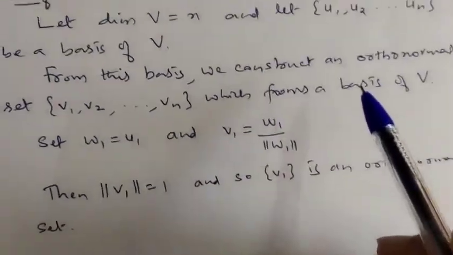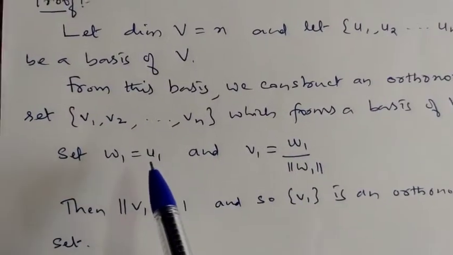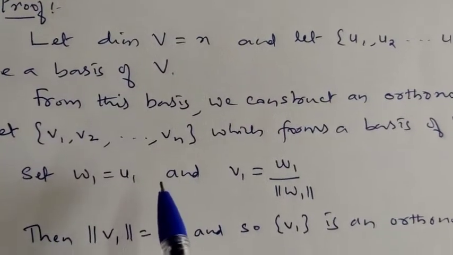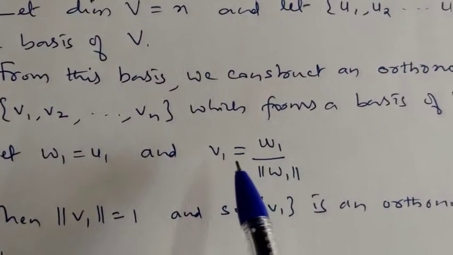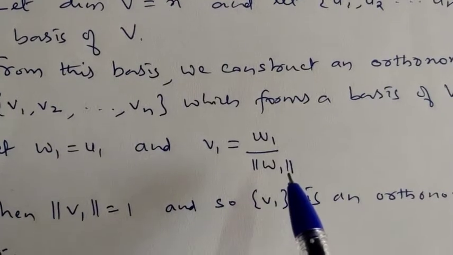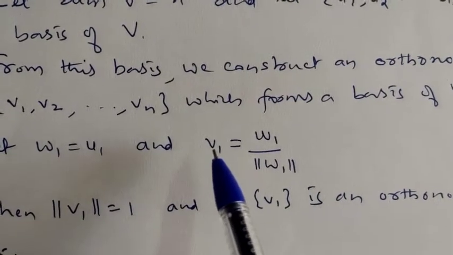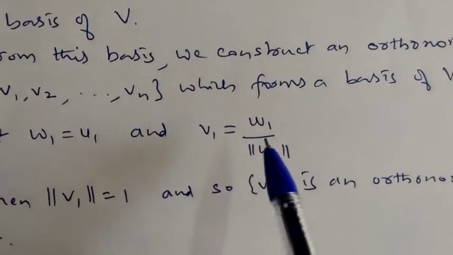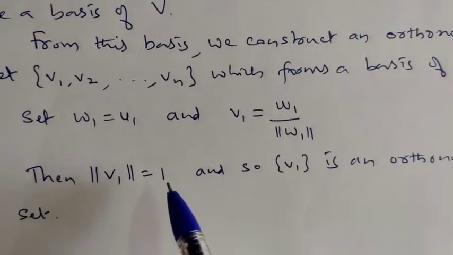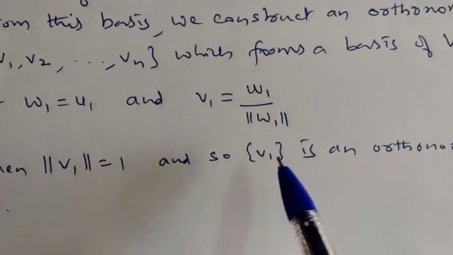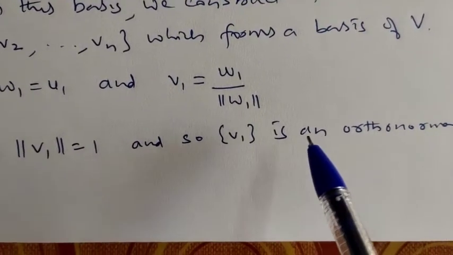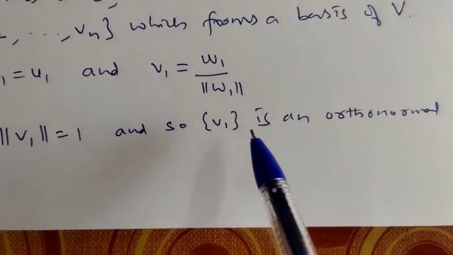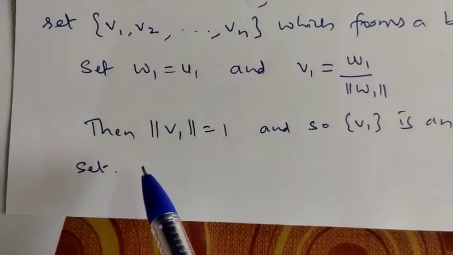The process is like this, and it is also a very simple process. Set w1 as u1, the given u1, and the required vector v1 is equal to w1 by norm of w1. Then the norm of v1 is norm of w1 by norm of w1, which becomes 1. Therefore the norm of v1 is 1. It is a unit vector, and a single non-zero vector is always linearly independent. Therefore the single vector v1 is an orthonormal set.